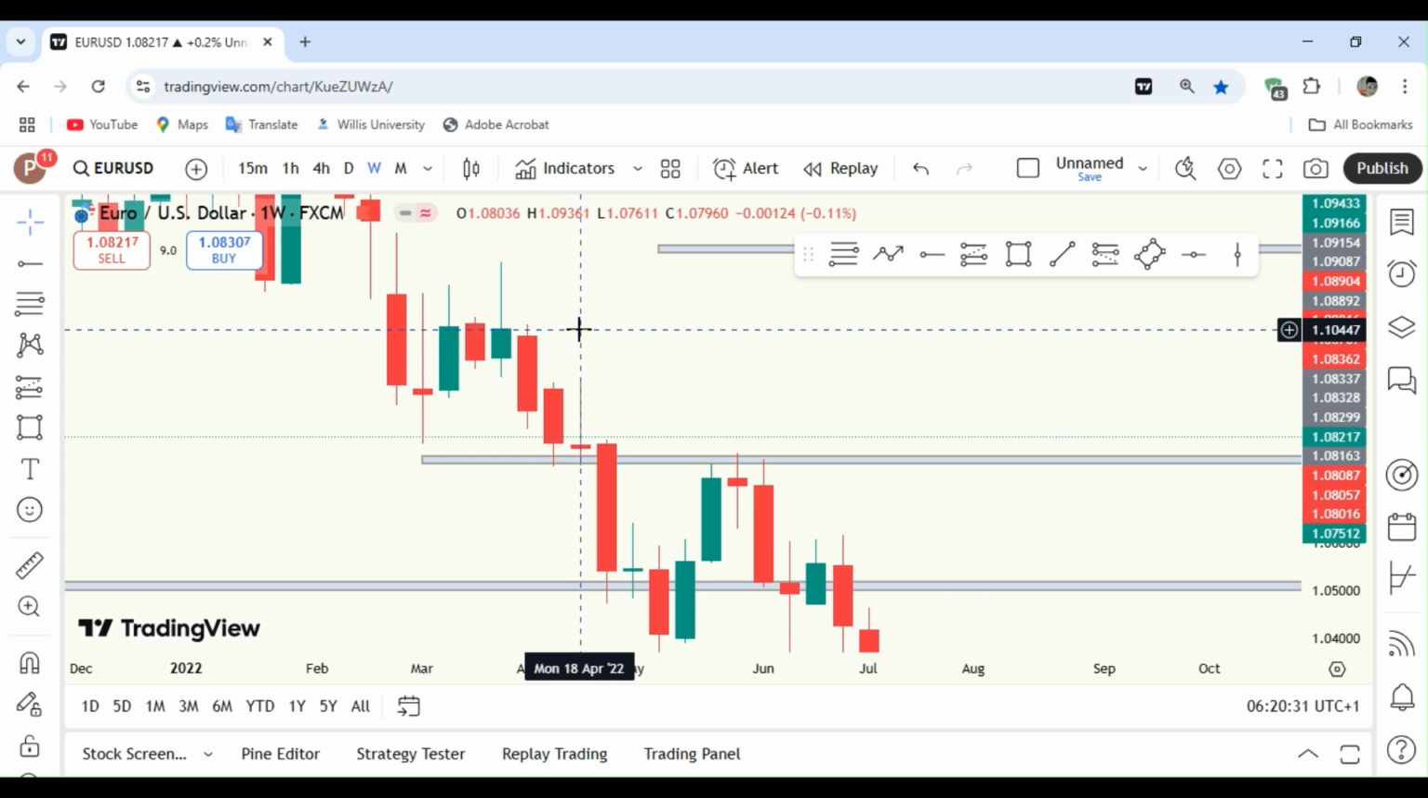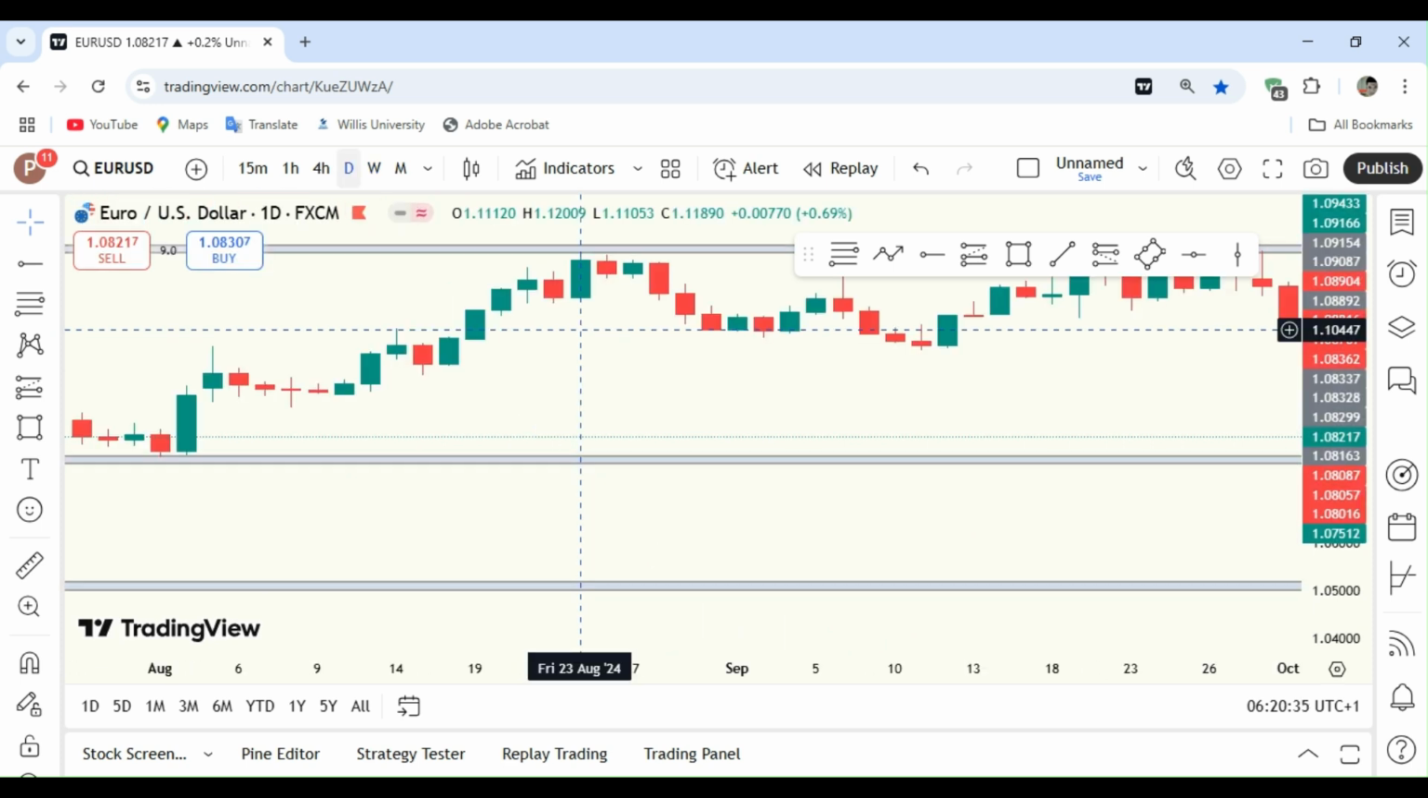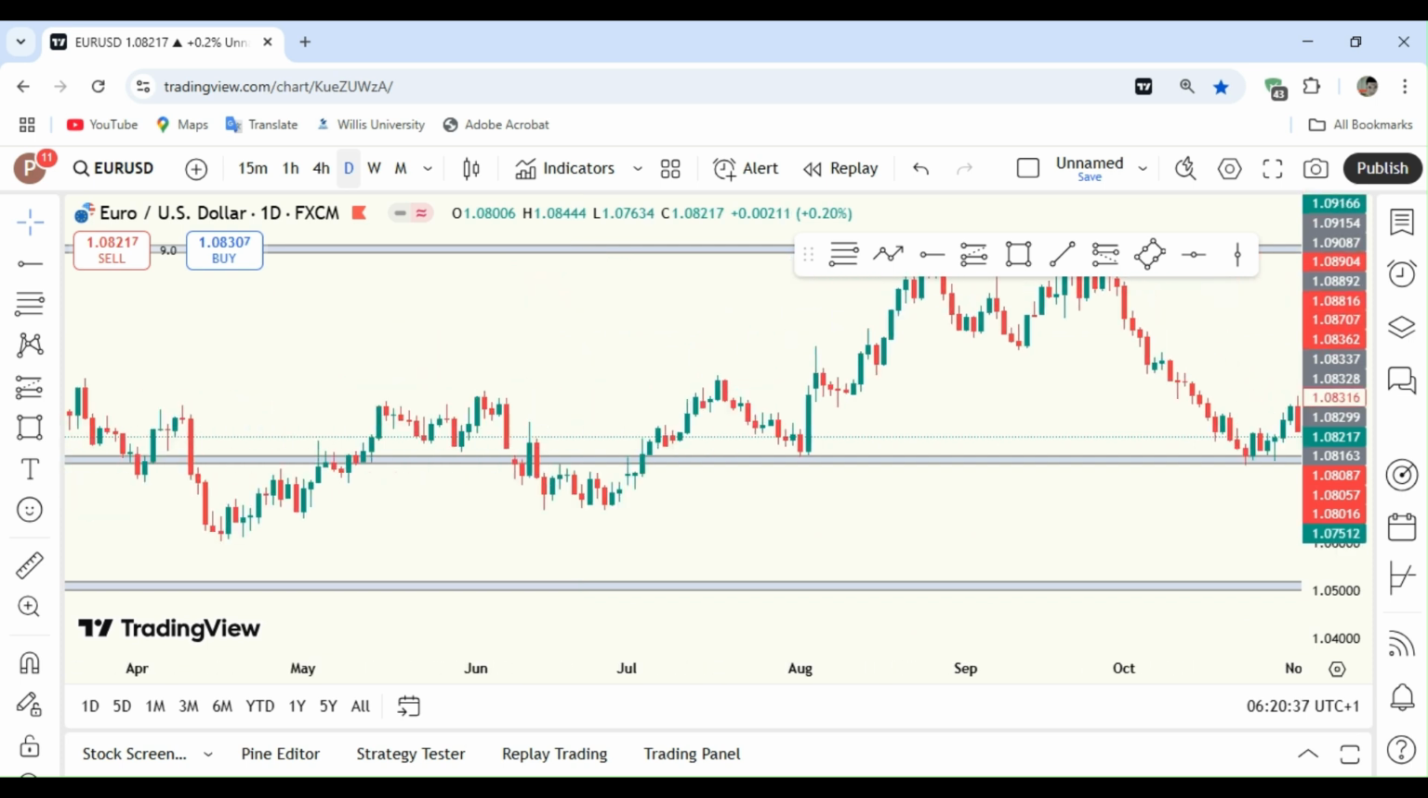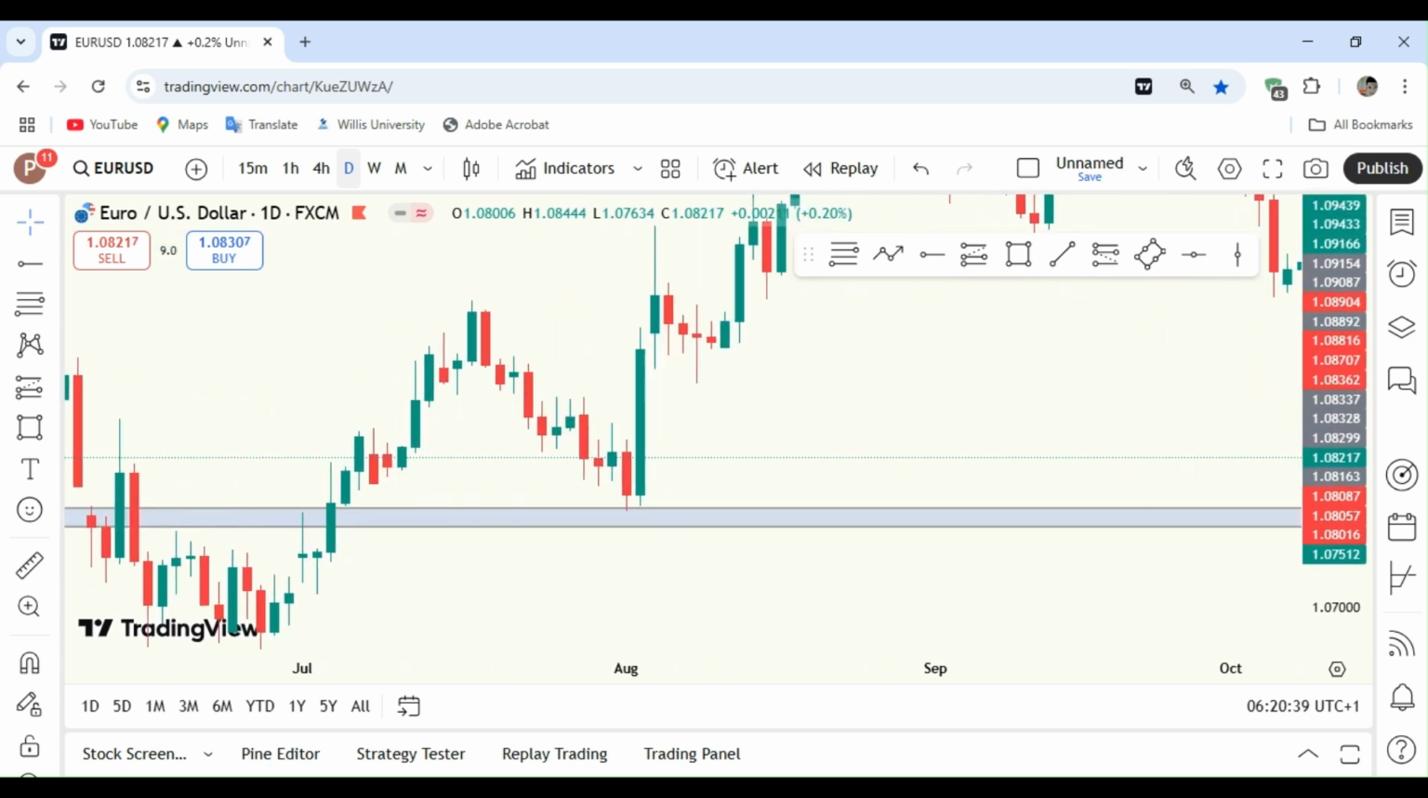Now I'm showing you this on the weekly time frame. I can go down to my daily to show you this. The same thing happens on your daily chart. From right here you can see we're respecting this bearish structure all the way here until we have this market structure shift happen here.